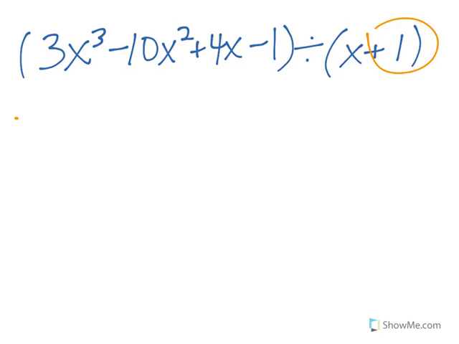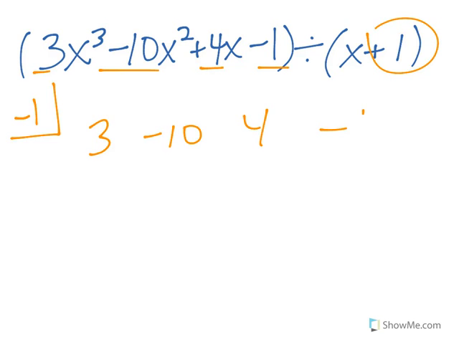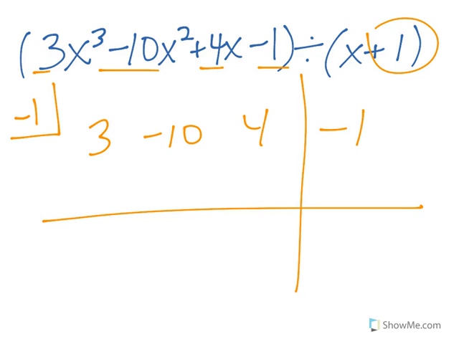We're going to take the opposite, negative 1, put it in our box, and then write down all our coefficients. So 3, negative 10, 4, negative 1. The last coefficient gets boxed off because whatever ends up in this box is going to be our remainder.